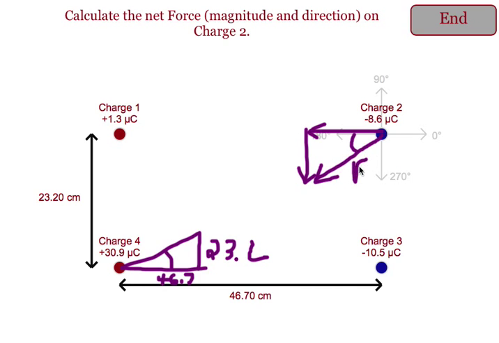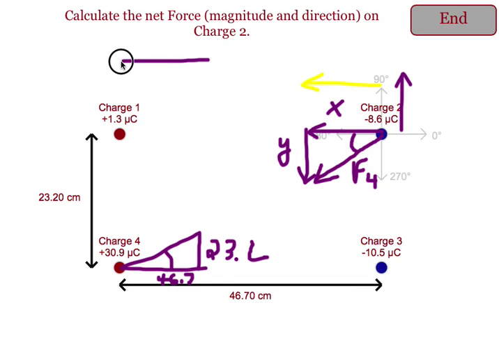So take the force that you found from charge 4, break it up into an x part and a y part. Now we have to decide if we're going to add or subtract. So since charge 1 and charge 4 are both pulling to the left, we're going to add those to get the total force to the left. For charge 3, that's pushing up. Charge 4 is pulling down. They're in opposite directions, so we subtract.